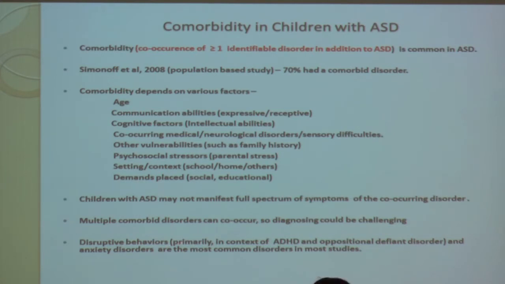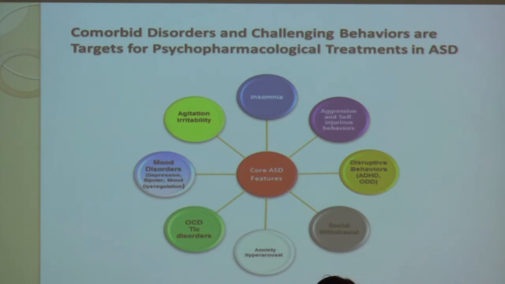Most studies that have been done have shown disruptive behavior disorders, which include ADHD and oppositional defiant disorder, to be the most common comorbid disorders. But in this study, they found anxiety disorders to be the most common. And it is important to recognize the comorbid disorders because we have medications that can target these symptoms. So you have a child with core features of autism, which are used for diagnosis of autism spectrum disorder. In addition to that, you can have all these problems, but a lot of these problems can be targeted using medications and or a combination of behavioral interventions and educational interventions.